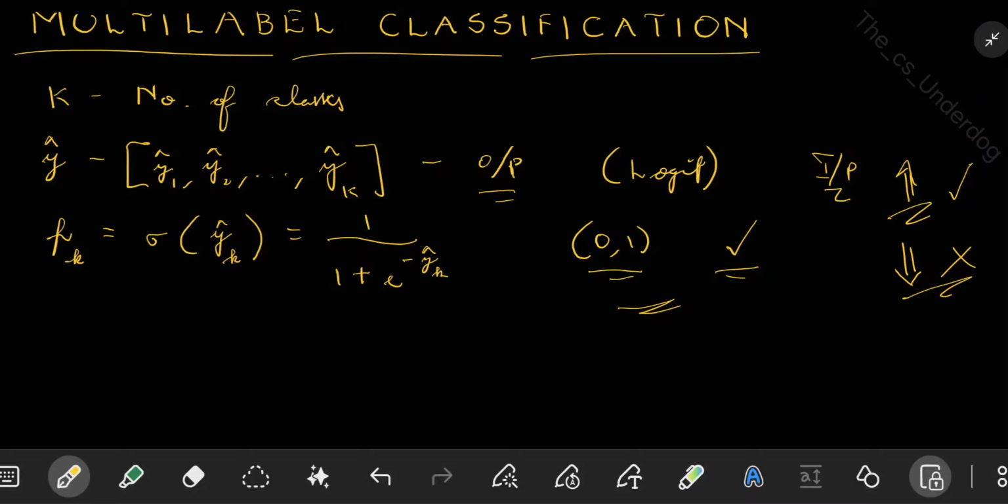This is the logic. So at this point, you know each probability PK can be interpreted as the probability of label K. According to PK, you can say whether label K is the right label for this particular input or not. So that is why we are using sigmoid. Next thing is, which loss function should you use?